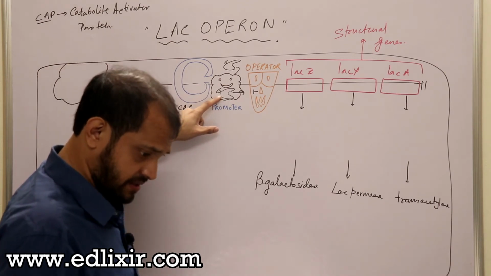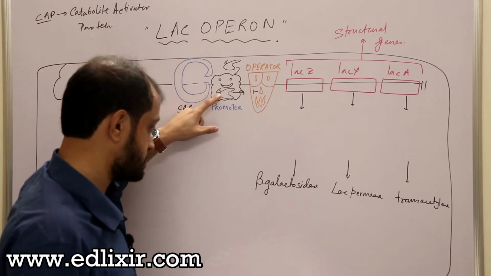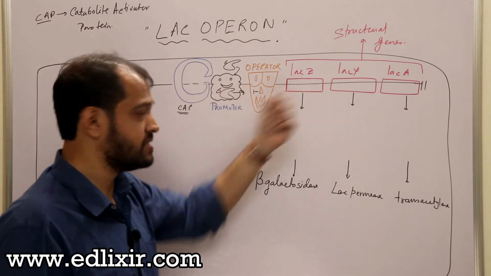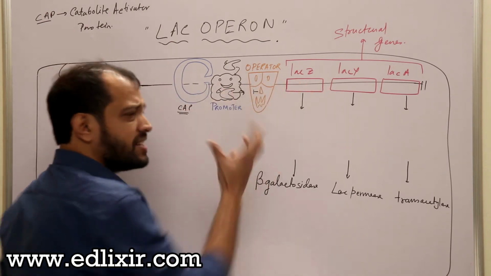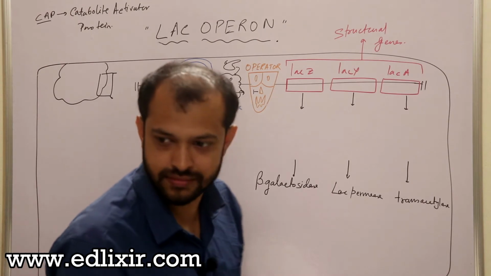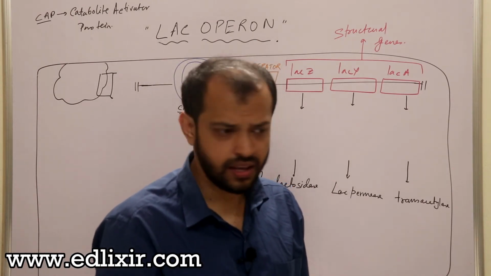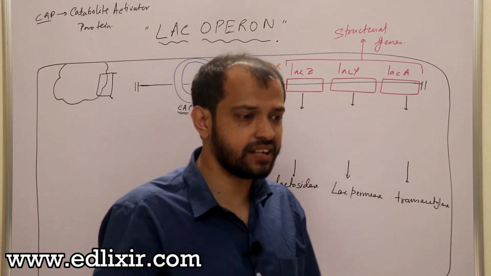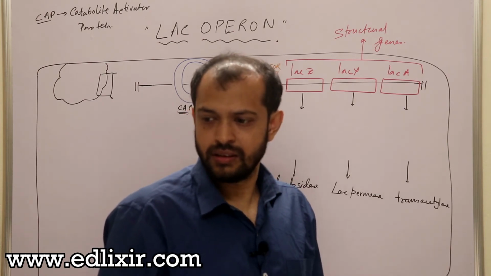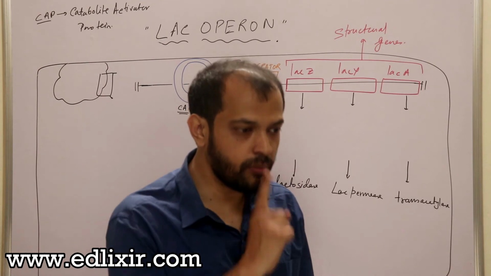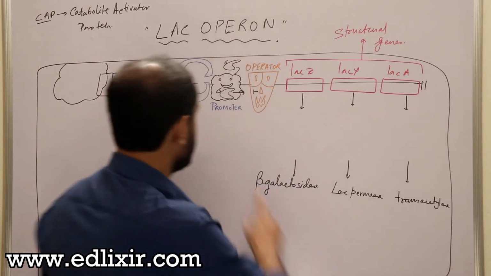RNA polymerase is sitting in the promoter and it is moving towards the structural genes. Now, operator is actually what? A specialized site in the DNA. Now, how can a DNA interact with a protein? It cannot. Now, my question is this: what is happening here?